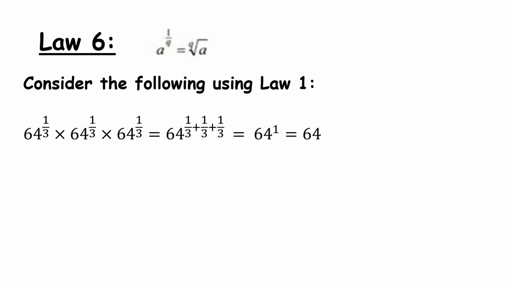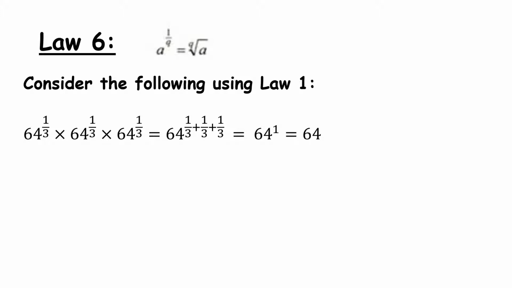So I have 64 to the power of a third, 64 to the power of a third, and 64 to the power of a third. Using law 1, it tells me if I'm multiplying and all the numbers have the same base, so the same big number, I simply add the powers. So I get 64 to the power of a third plus a third plus a third. If I add a third plus a third plus a third, that will give me 1. So I get 64 to the power of 1. And we never write a power 1, we simply write 64. So we would have an implied power of 1 on any number that we write.